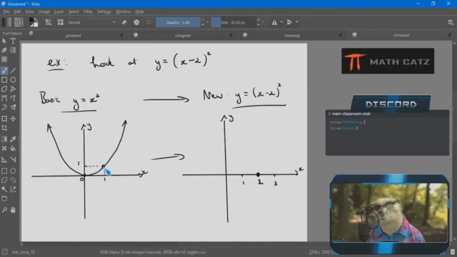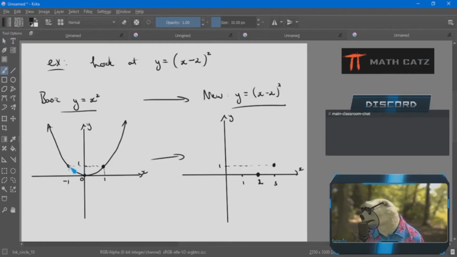Now let's look at, on the basic graph, this point 1, 1. If I wanted a y value of 1, among other things, I would have had to plug in x equal to 1. If I want in the new function a y value of 1, I'm going to have to plug in a 3, because 3 minus 2 is 1, 1 squared is 1. So in order for me to get that y value of 1, I'm going to have to plug in a 3 for x.